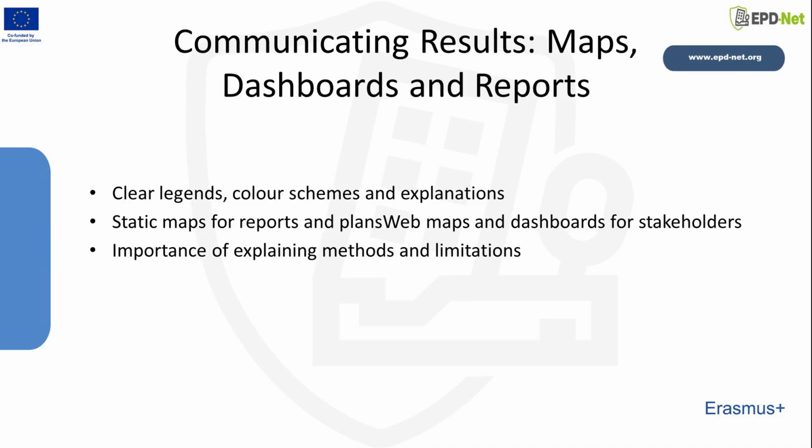Here we address the communication of remote sensing results, which is crucial for impact in planning practice. We explain that well-designed static maps, with readable legends, consistent color schemes, and clear annotations, remain indispensable for printed reports, planning documents, and public presentations. At the same time, web maps and dashboards, built with tools such as ArcGIS Online, QGIS Web, or custom applications, allow interactive exploration of layers and indicators by planners, decision-makers, and community groups.